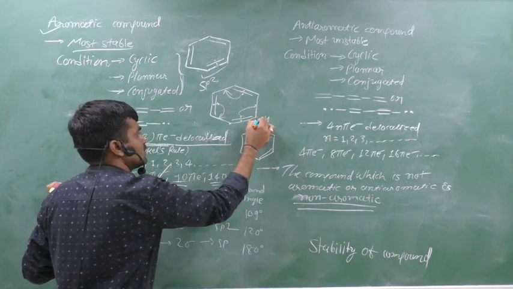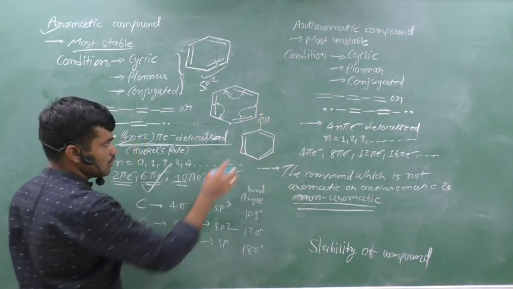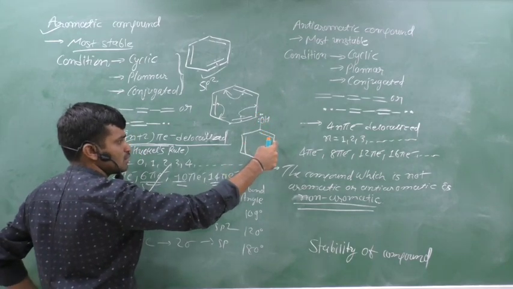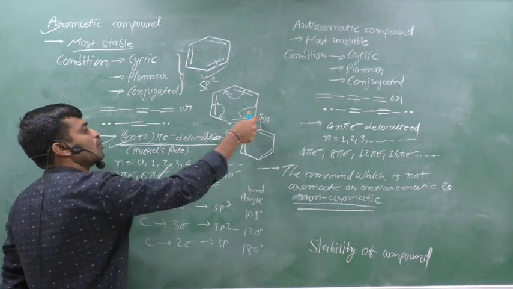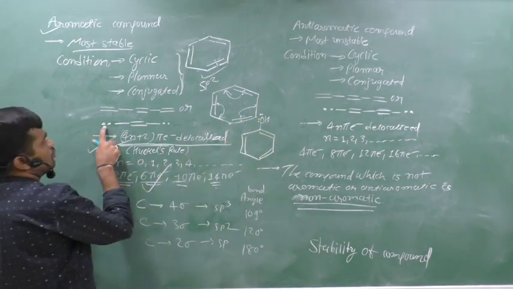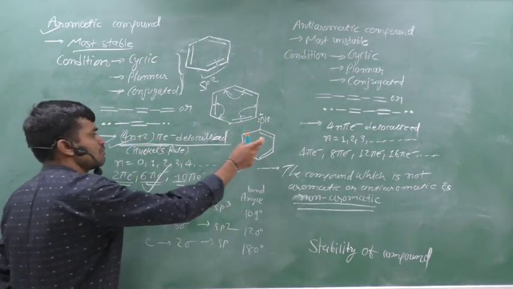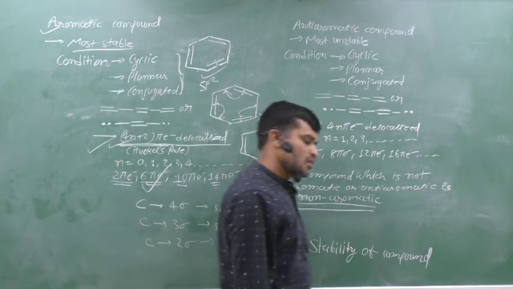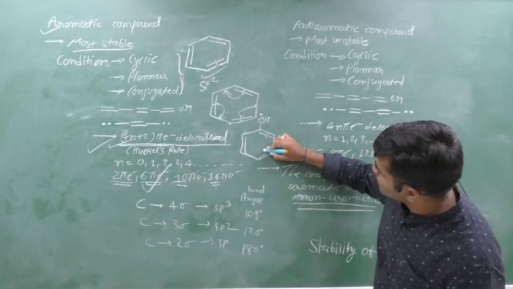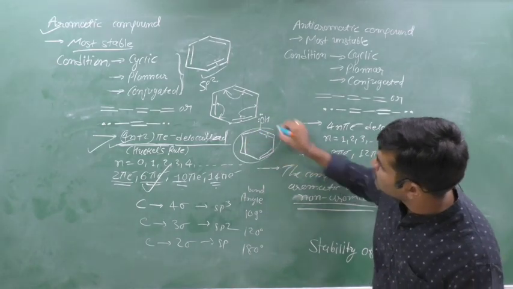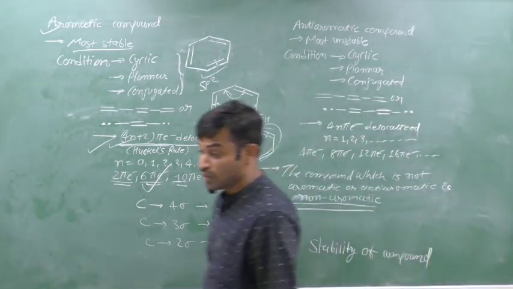Phenol: lone pair, single, double, single, double, single, double, single, lone pair, single, double, lone pair, single, double. We can say that this compound is also cyclic, planar, conjugated, and has 6 pi delocalized electrons in a ring. We can say that this is aromatic, which is phenol.